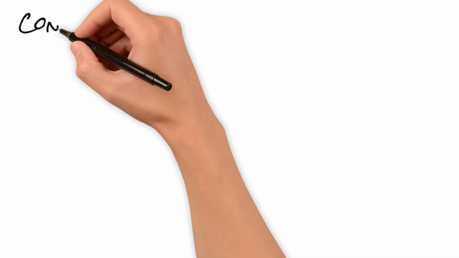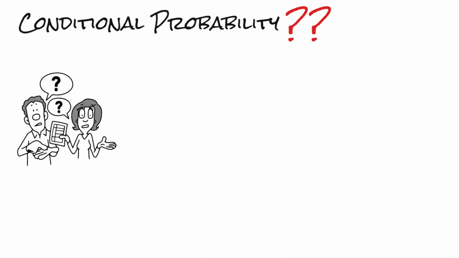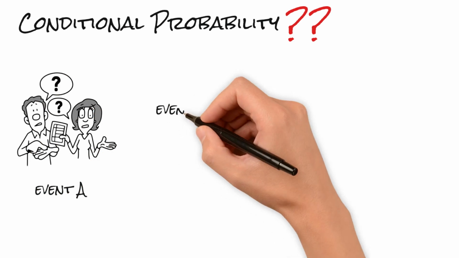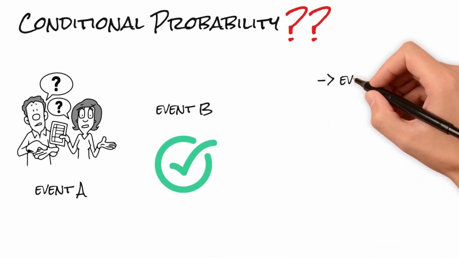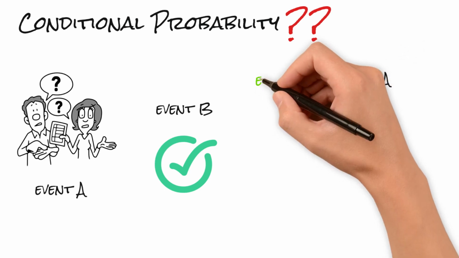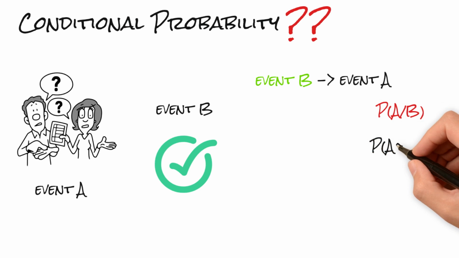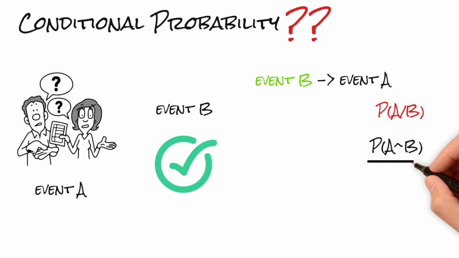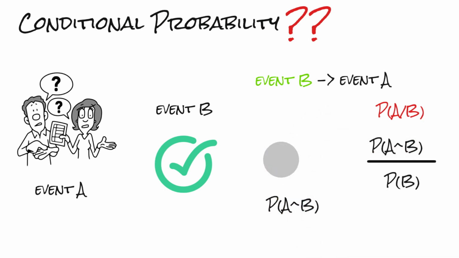First up, let's talk about conditional probability. Imagine this, you're trying to predict the outcome of an event, but you already know that another event has occurred. That's where conditional probability comes into play. I like to think of it as the probability of event A happening given that event B has already happened. We can express this as probability of A given B. To calculate it, we use the formula probability of A intersection B divided by probability of B. It's a powerful concept used in various data science applications.